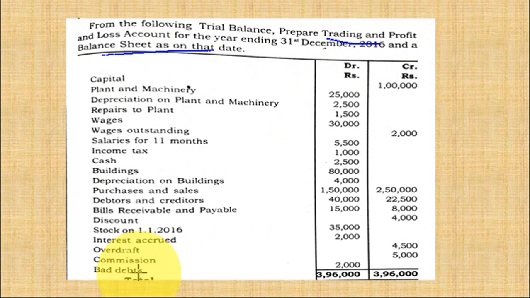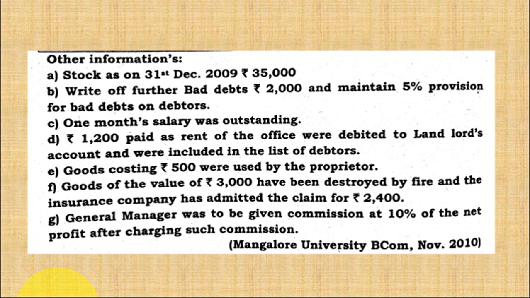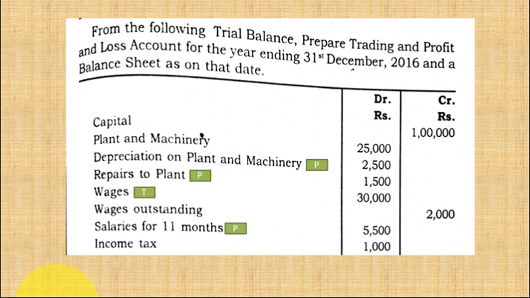So they have given various items and there are adjustments. So let us see one by one. So where does it appear? Capital. See, whatever I kept blank, it will come in the balance sheet. Okay. Capital, it goes to balance sheet. Plant and machinery, balance sheet, assets. Depreciation on plant and machinery.